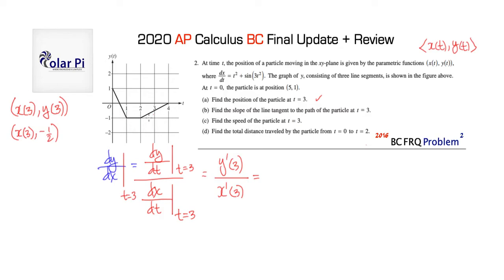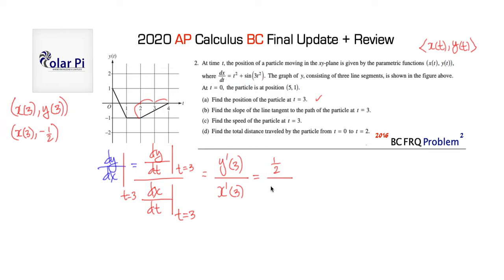3 is, we didn't do that part. y prime of 3 is going to be the slope of this line, right? Because it's a single line segment from t equals 2 to t equals 4. So rise over run would mean 1 over 2. So the numerator is 1/2, and then the denominator is, since dx/dt means x prime, we just plug in 3 in here.